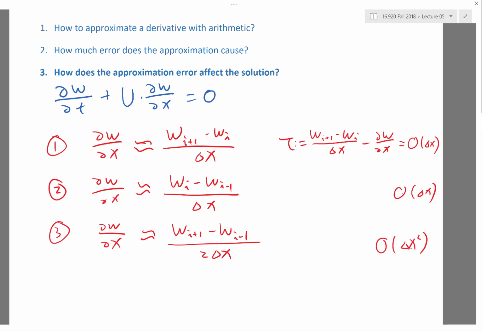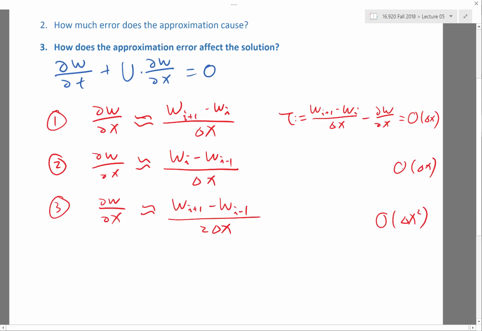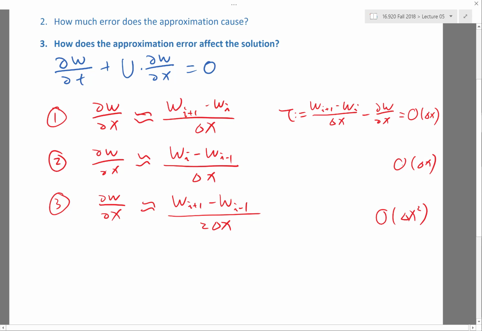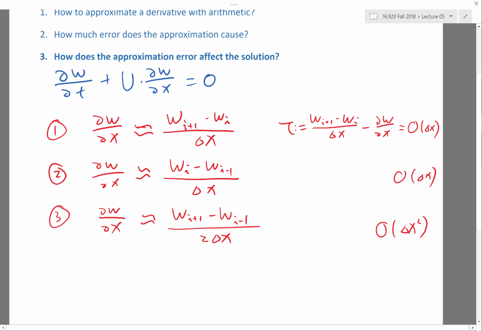If you can afford a wider stencil, which means you introduce wi plus 2, wi minus 2, etc., you can potentially get third order and fourth order schemes. We'll talk about how to do that also in the near future. Okay, so with this, we now get to the third question: how does the approximation error affect the solution?